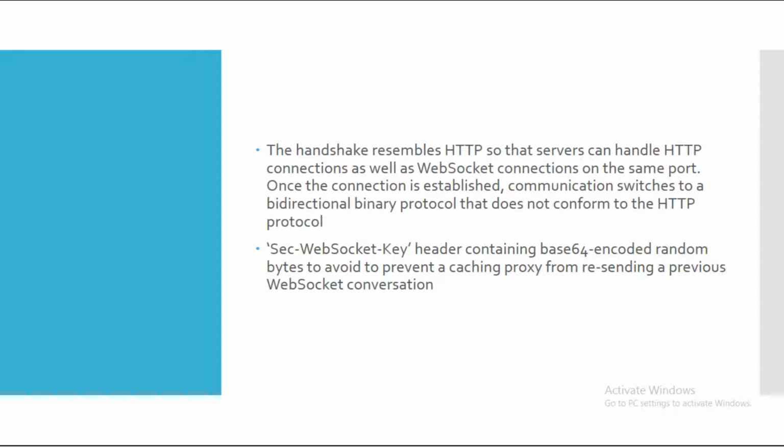Along with the header, a secure WebSocket key is sent, which is a base64 encoded key. The reason for sending this key is to prevent caching proxies from resending a previous conversation. Each time a new key is sent, the server gets the hash of that base64 key. This ensures that no previous messages are resent. So this has nothing to do with security; it is just to overcome the caching problem.